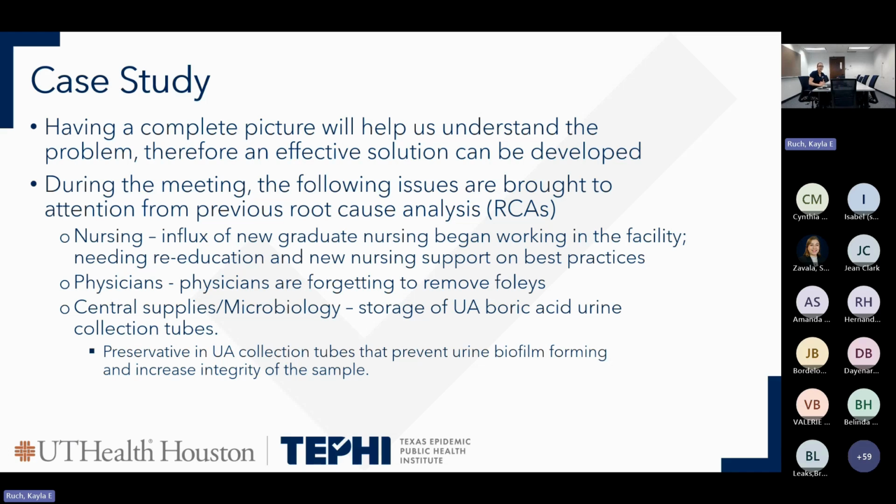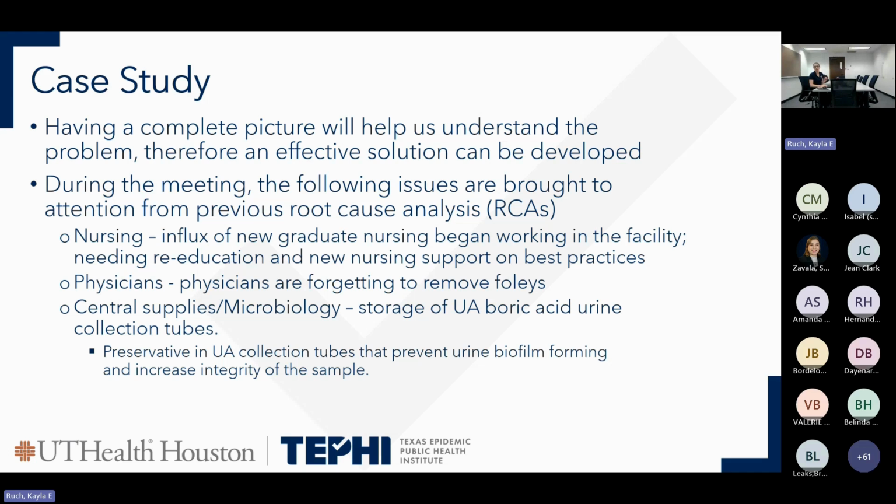And then lastly, you're going to look at the central supplies and microbiology, looking specifically at their culturing tubes. Has there been a change? Do we have the preservative tablets that are in the cultures? Have we switched vendors? Those tablets within the urinary cultures prevent biofilm from forming and really increase the integrity of the sample. So you're not having overgrowth of the urine within the tube itself, and you're having very good cultures done.